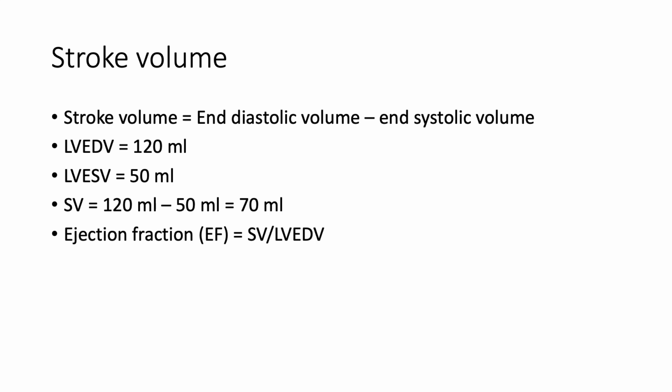Now the ejection fraction is the ratio of stroke volume and the end diastolic volume, so the amount of blood that actually leaves the ventricle divided by the amount of blood that was in the ventricle at the end of diastole. And so in this case, if we take our stroke volume of 70 milliliters and divide by the left ventricular end diastolic volume of 120, we get an ejection fraction of 58%. And a normal ejection fraction is anywhere from 55 to 70%.